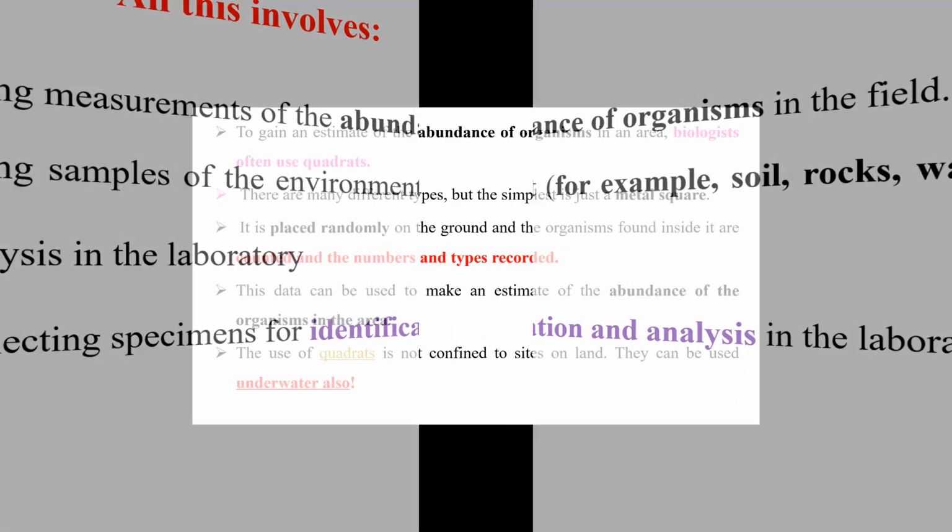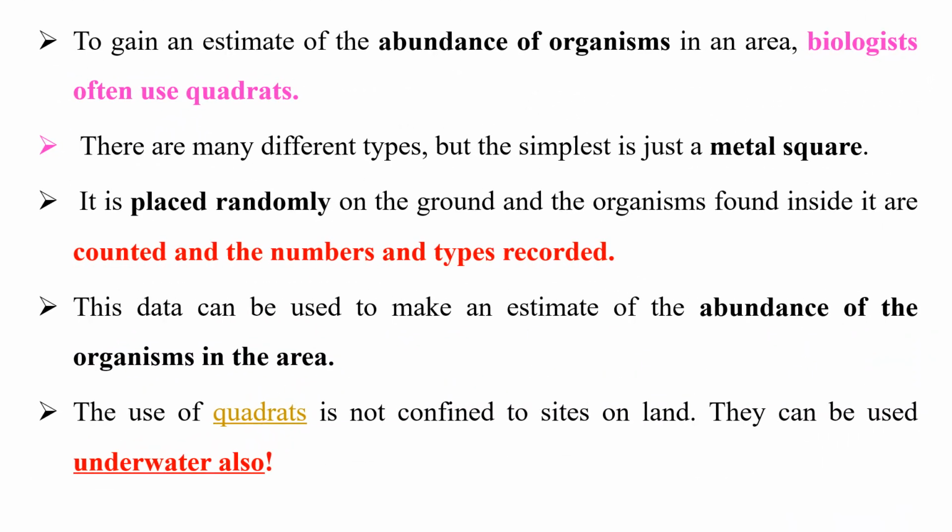And also, biologists use different tools to gain an estimate of the abundance of organisms in the fields. Biologists use a quadrat. There are many different types, but the simplest is just a metal square. The common example of a quadrat is a metal square, which is placed randomly.